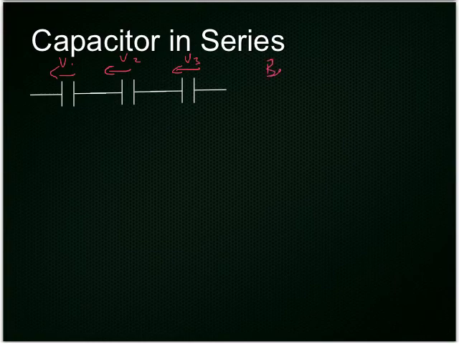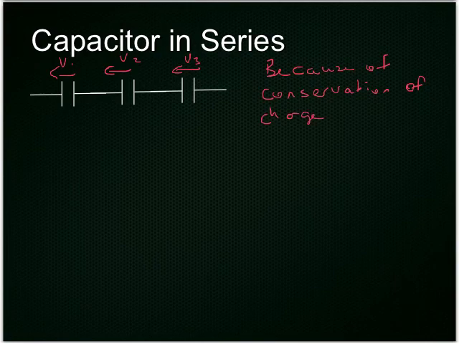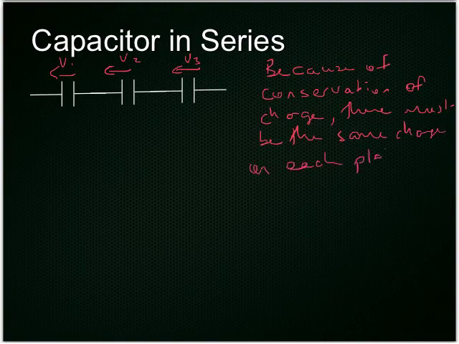Now, because of conservation of charge, there must be the same charge on each plate. So if we went through the plates and said, well, there's minus Q on that plate, there must be plus Q on that plate. Minus Q, plus Q, where Q is the same value for each. And this one is capacitor 1, capacitor 2, capacitor 3.